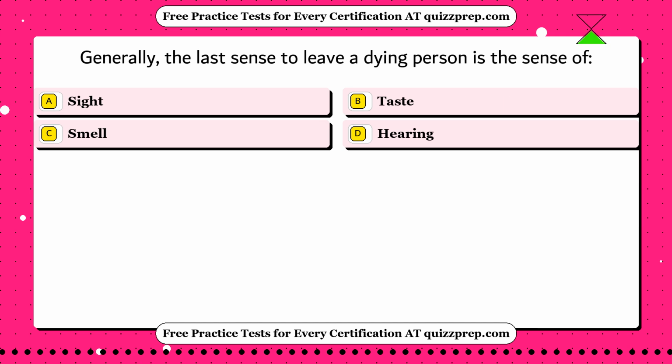Question 40. Generally, the last sense to leave a dying person is the sense of option A, sight, option B, taste, option C, smell, option D, hearing.